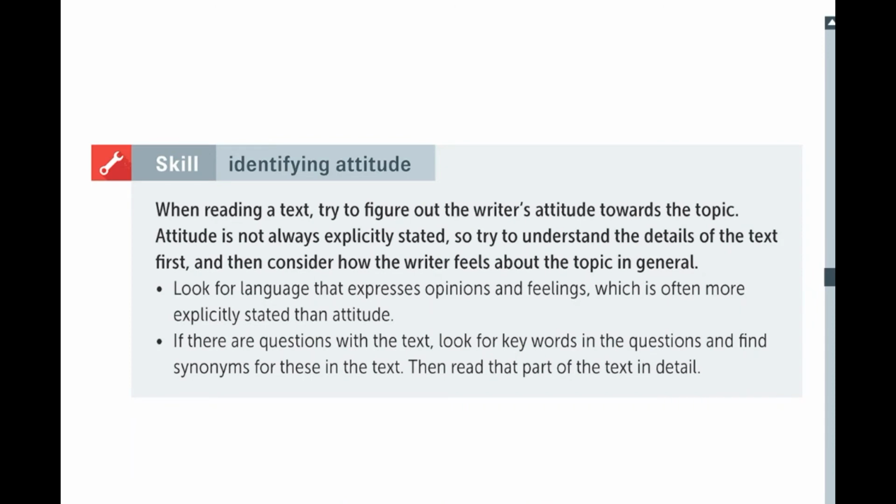So, before reading these texts, we are going to study a little about a skill, an ability when you are reading a text and you are identifying attitude. When reading a text, try to figure out the writer's attitude towards the topic. Attitude is not always explicitly stated, so try to understand the details of the text first, and then consider how the writer feels about the topic in general. The first one, look for language that expresses opinions and feelings, which is often more explicitly stated than attitude.